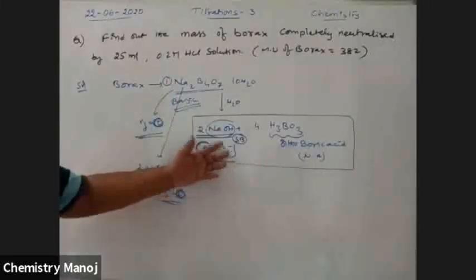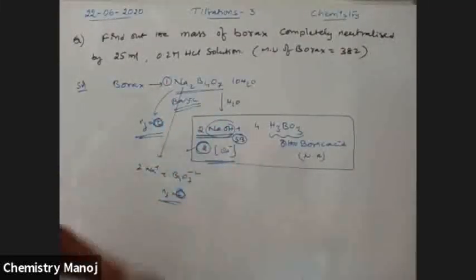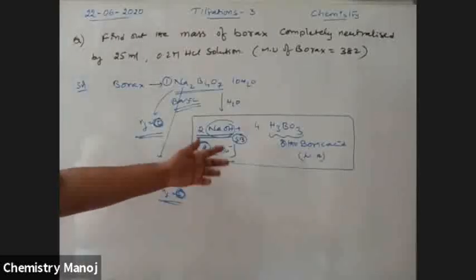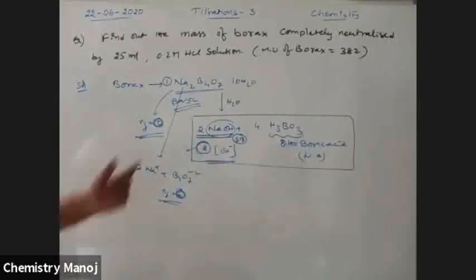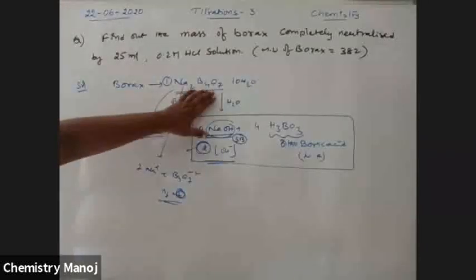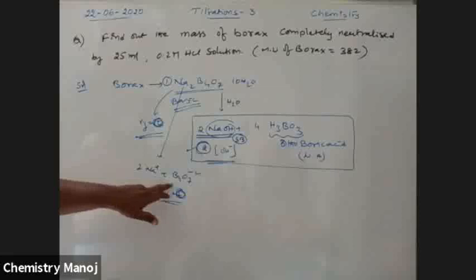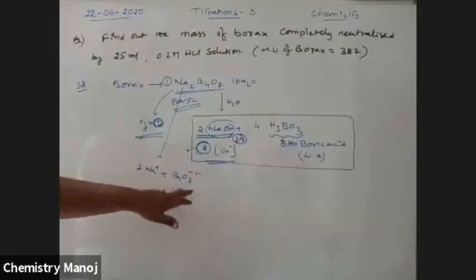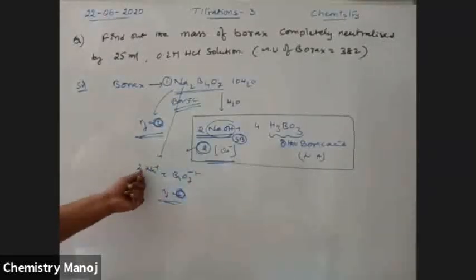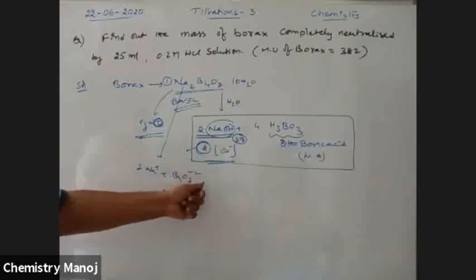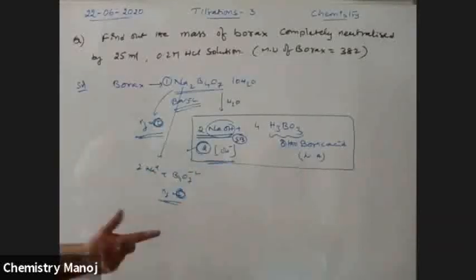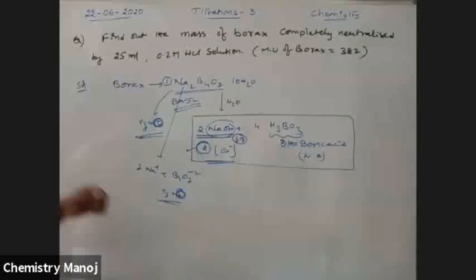How many OH minus ions are released? 2 NaOH means 2 OH minus ions. The number of OH minus ions released is nothing but the N factor. Therefore, N factor is 2. Or otherwise, it is taken as a salt: 2 Na plus and B4O7 2 minus ions exist. So total positive charge is 2 into plus 2, total negative charge is minus 2. The magnitude of total positive or total negative charge is nothing but the N factor. So no doubt the N factor is 2.